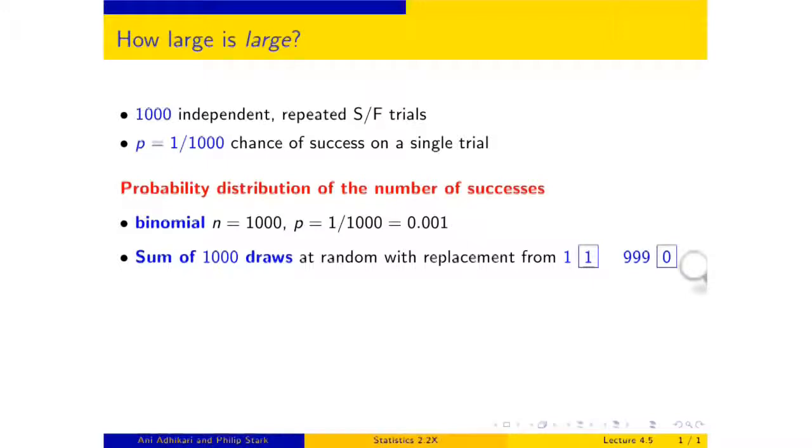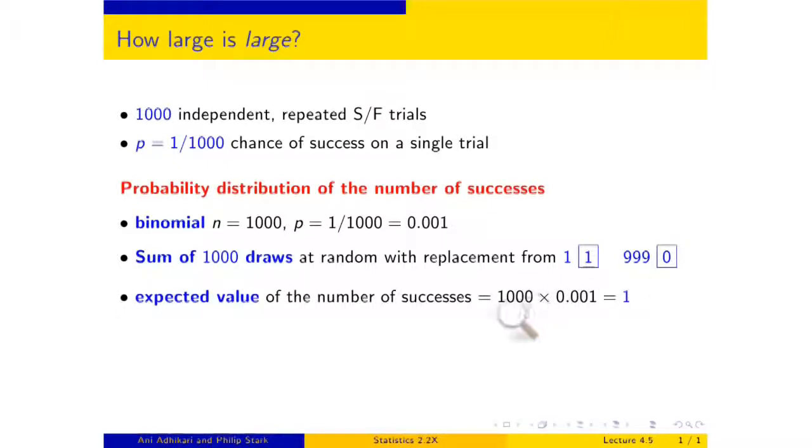So what do I expect the number of successes to be? Well, it's the expected sum of the draws, which is the number of draws times the fraction of ones in the box, and that's 1. We expect 1 success, no big surprise. We're running 1,000 trials, the chance of success is 1 in 1,000.